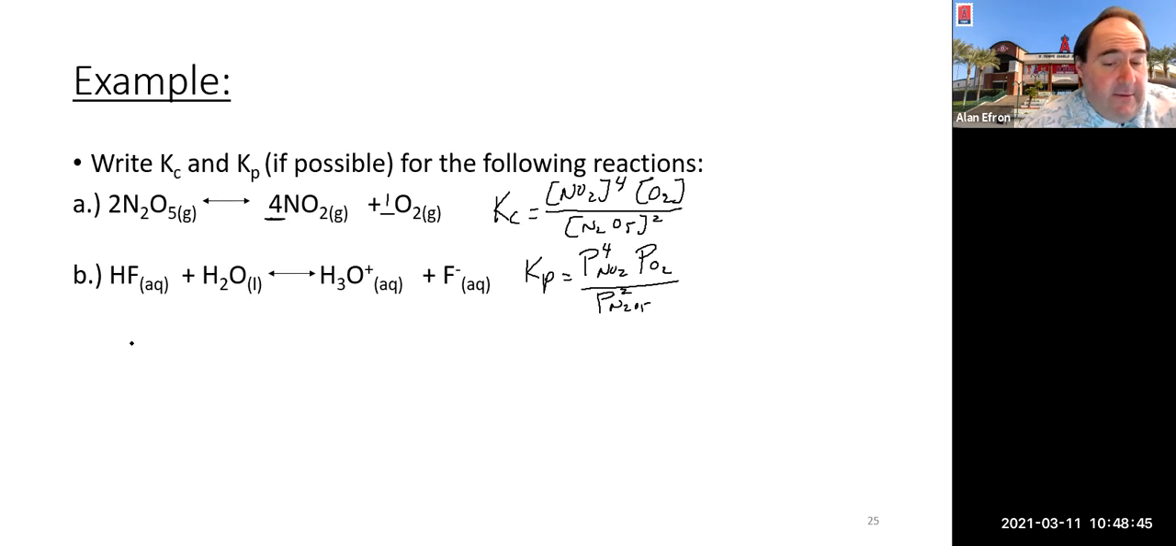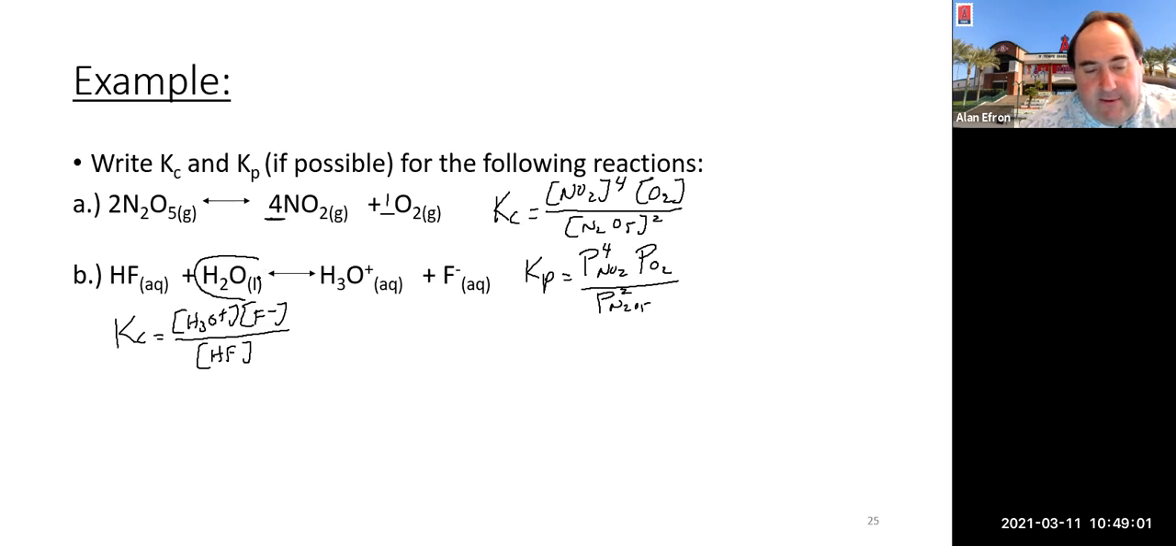Now, looking at the second one here, writing our Kc is going to be our H3O+, our F-, and our HF here. Again, we would not include the water, as that is a pure liquid, so it would not be part of our equilibrium expression. In addition, there are no gases for part B, so we would not have a Kp value or expression for that one. Any questions on either of those?